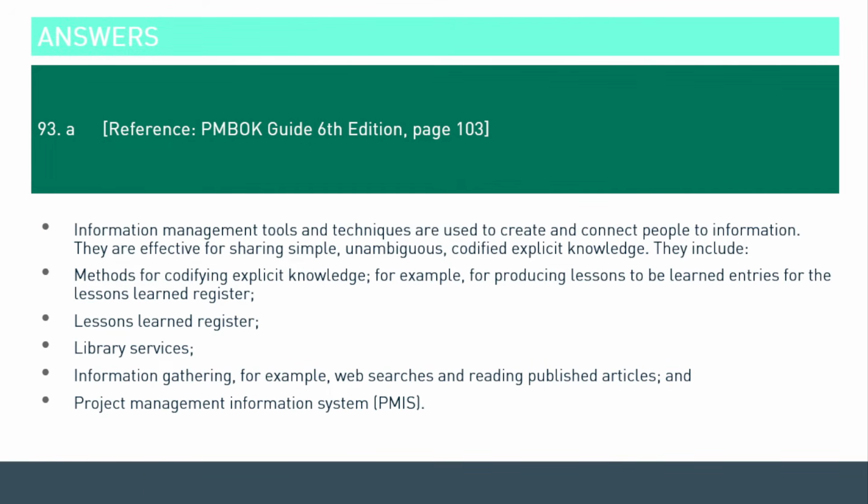So here are some ideas of things you could use for explicit knowledge. Methods for codifying explicit knowledge, for example, for producing lessons to be learned, entries for the lessons learned register, library services, information gathering, and PMIS, Project Management Information System. Let's go to our next one.